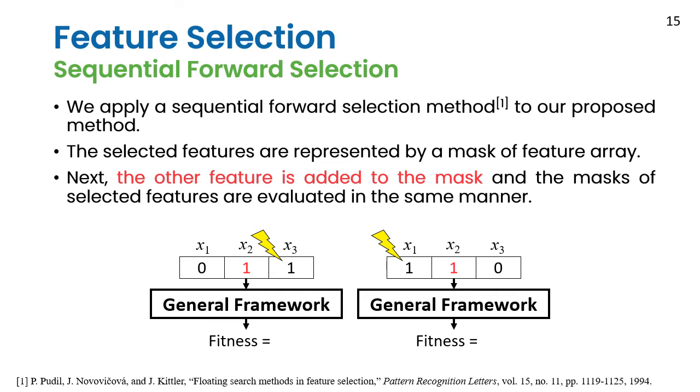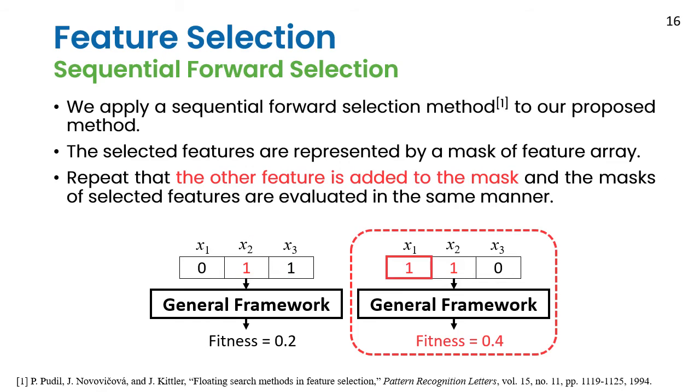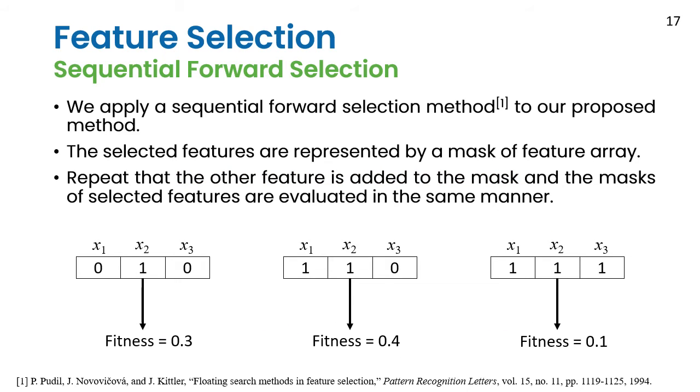After that, another feature is added to the best feature array of the best fuzzy inference system. And the execution and evaluation for each feature array is performed in the same manner. Finally, if all the features are selected, the feature selection method is finished, and it outputs the candidates of the combinations of effective features.